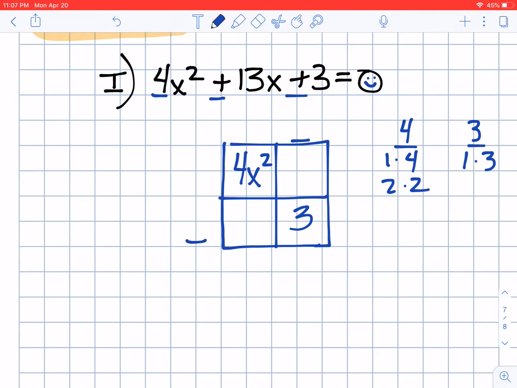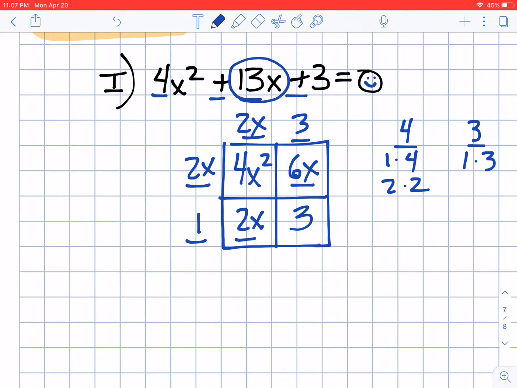Let's start at the back end, though. Let's put our 1 and 3 in there, because those are pretty much set. Now let's talk about what would create the 4x squared. Well, let's go 2x and 2x. So we fill in the other boxes to check this out. So 2x times 3, 2x times 1, bummer, 2x plus 6x is not 13x, it's only 8. So we got to backtrack here and try something other than 2x and 2x.